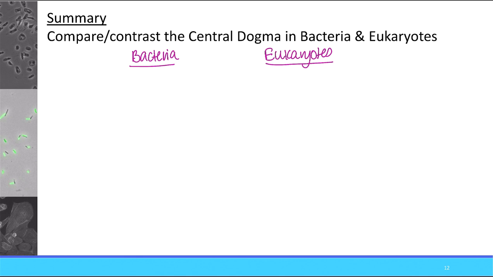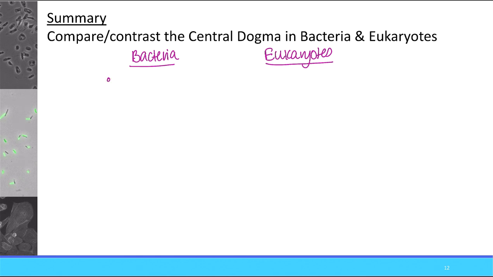So in terms of similarities, both bacteria and eukaryotes do transcription and they do translation. They will both use RNA polymerase. They will both use ribosomes. So we're going to focus on the key differences here.